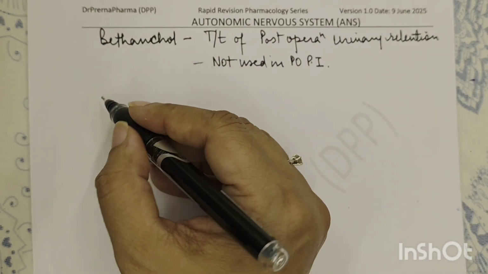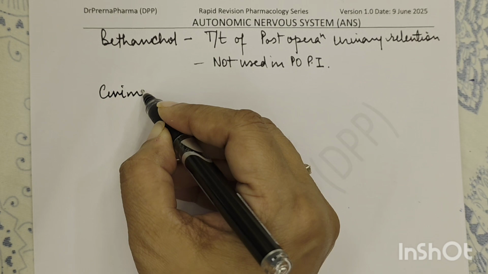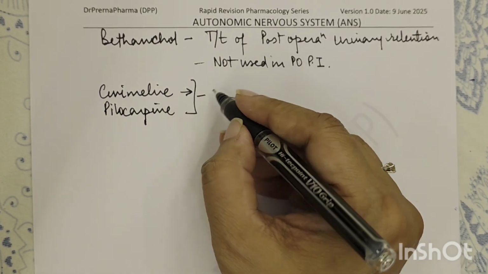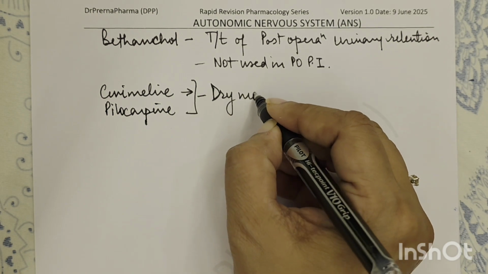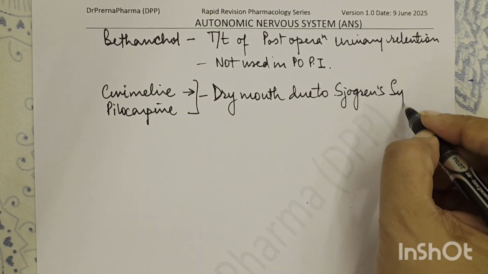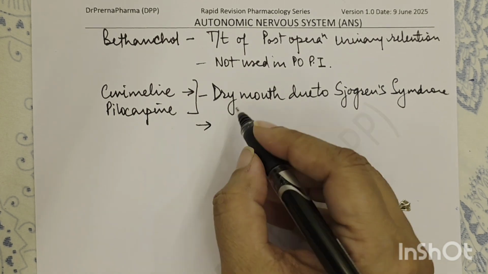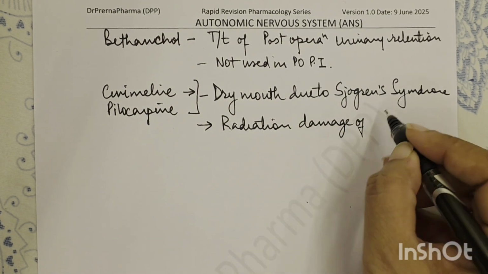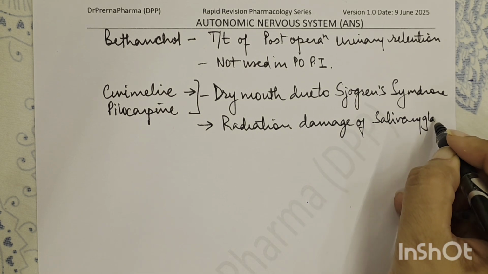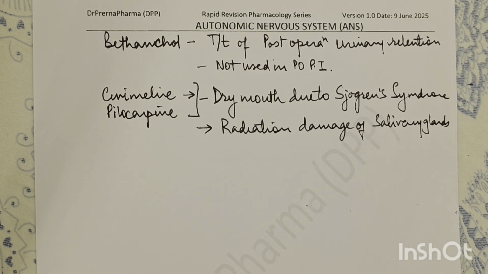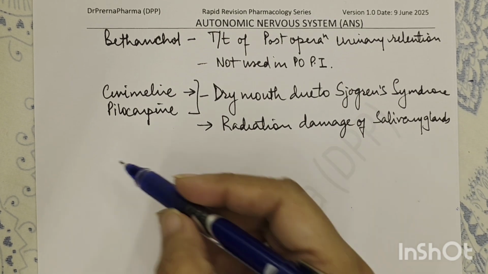Then there's another drug. Pilocarpine के साथ ही है cevimeline. Pilocarpine and cevimeline, they both are used in dry mouth due to Sjogren's syndrome. Okay, and they are also used in radiation damage of salivary glands, because due to their action as parasympathetic drugs, they will increase the secretions in the mouth, so that will relieve the dry mouth and radiation damage of salivary glands, right?